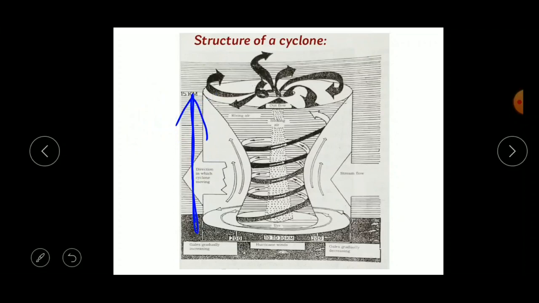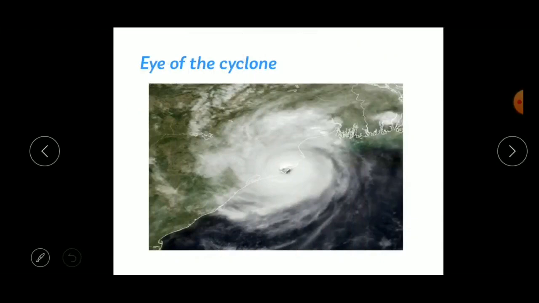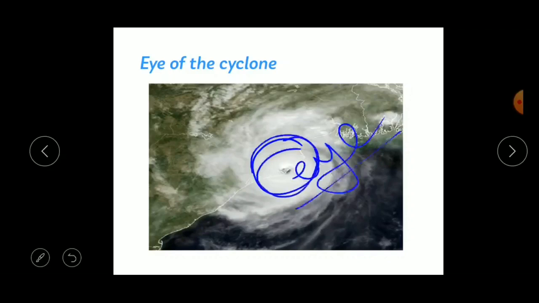The center of a cyclone is called the eye of the storm. Here you can see, can you see this? Yes, this is called the eye of a storm. Here I will show you. Can you see this one, children? This portion is called the eye of a cyclone. It is a very calm and clear area.